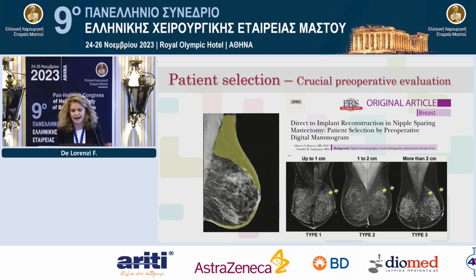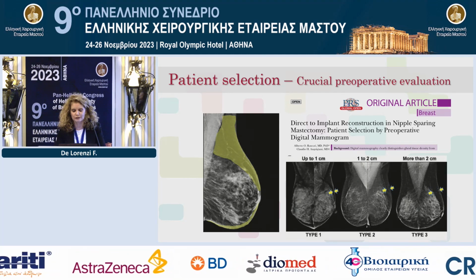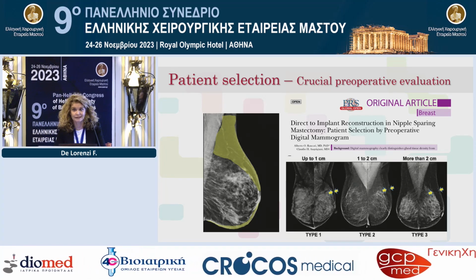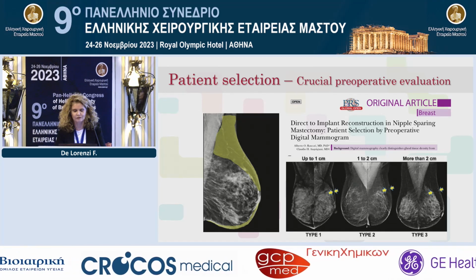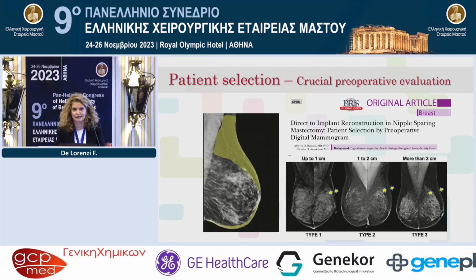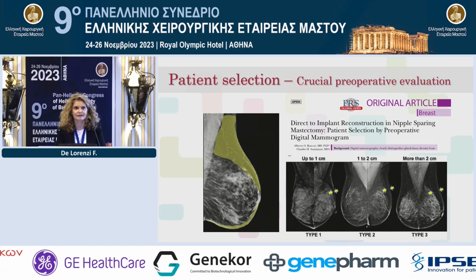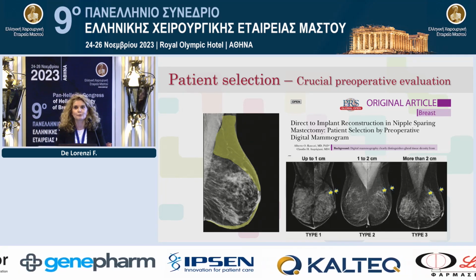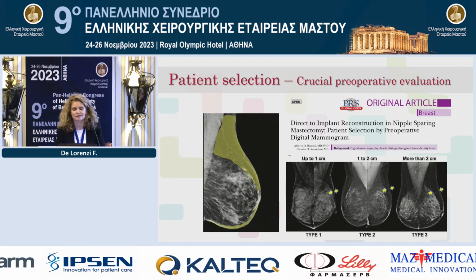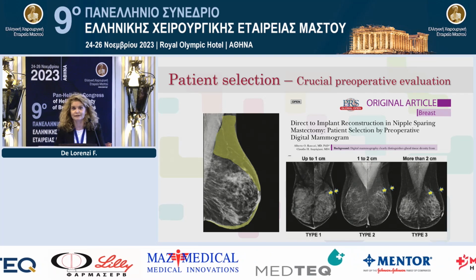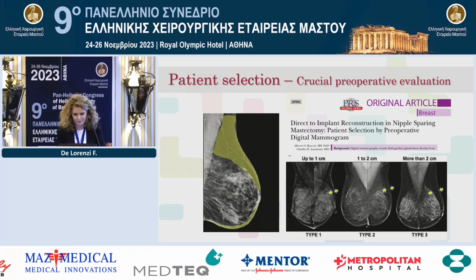So those women having more than 2 centimeters of subcutaneous tissue in the upper pole are the best candidates for prepectoral reconstruction. On the opposite, patients having less than 1 centimeter thickness in the upper pole are candidates for retropectoral reconstruction. And then in between, we have to decide patient by patient, so reconstruction is tailored to each patient according to the other variables I showed before.